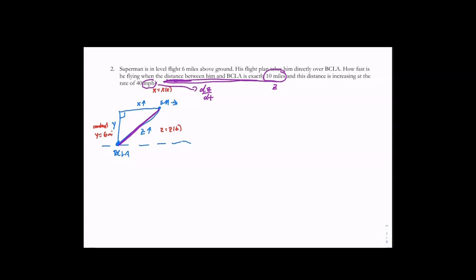Now, this question is asking, what is it trying to ask you to find? How fast is Superman flying? So what are you trying to locate in this problem? Fast is a rate.